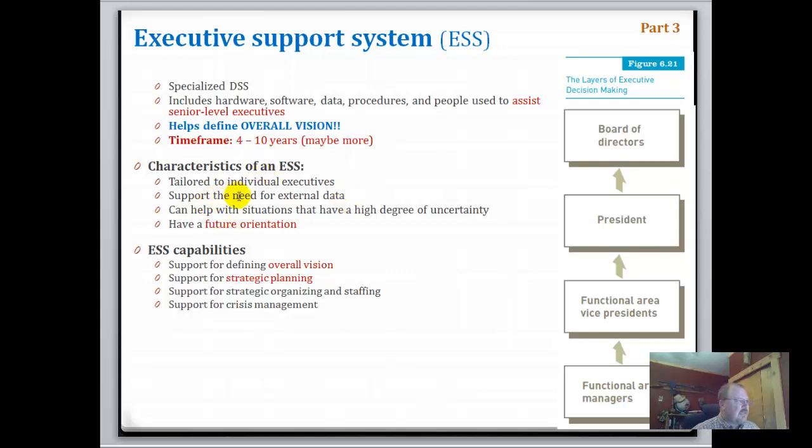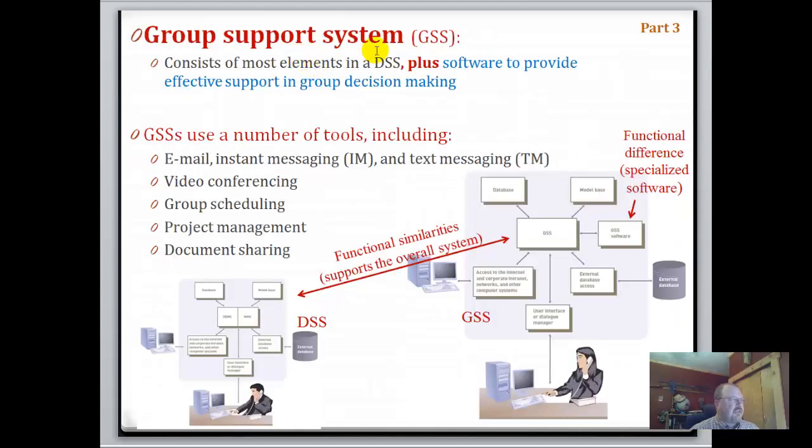And then characteristics, let's see: it can help with situations that have a high degree of uncertainty and have a future orientation. Capabilities: support for defining overall mission, support for strategic planning, support for strategic organization and staffing, and support for crisis management. And then a group support system consists of most elements in the DSS plus software to provide effective support in group decision making.